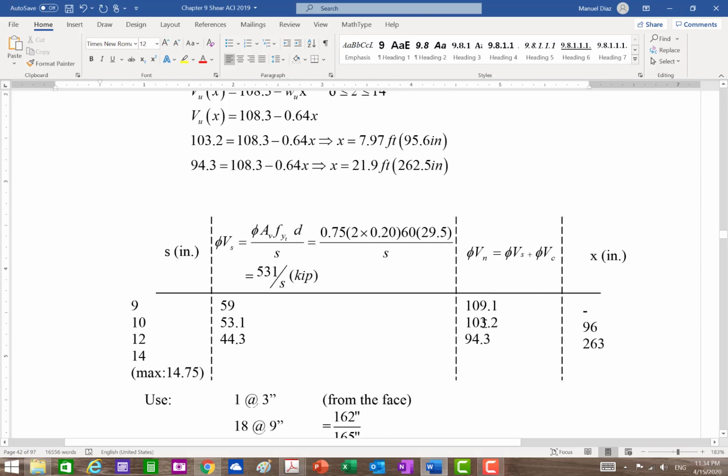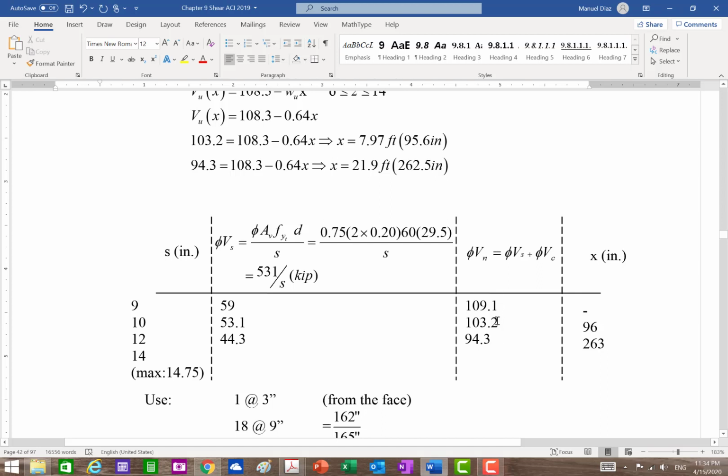103.2, right? Because this is the shear you're going. So this is how much you cover. So that means your VU cannot exceed this number. Okay? Your VU cannot exceed that number. That's your design philosophy, right? VU has to be less or equal than your shear design strength.